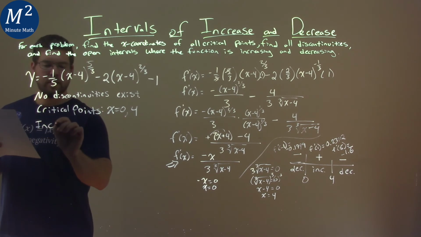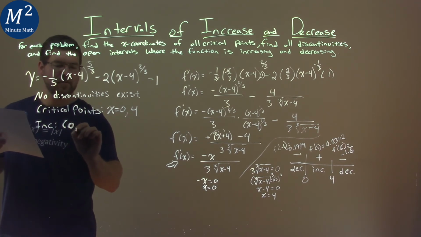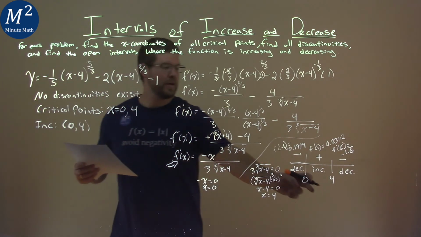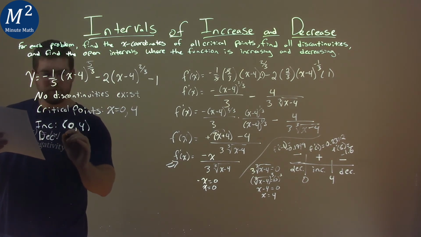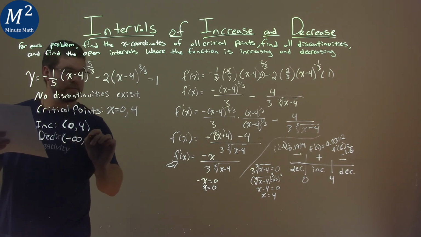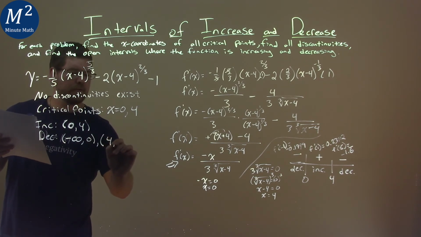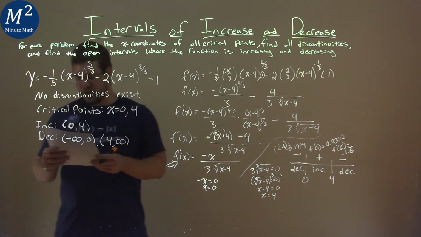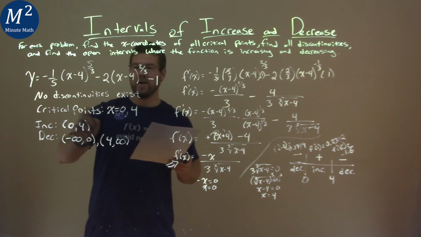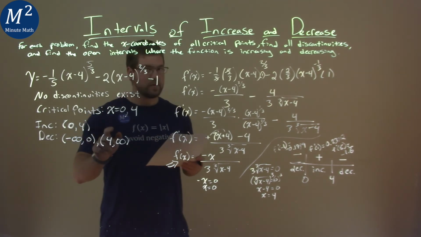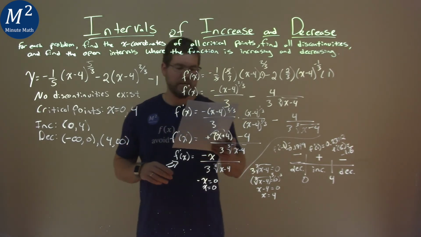We're increasing on our interval from 0 to 4, and we're decreasing in two parts. Decreasing from negative infinity to 0 and from 4 to positive infinity. And so again, our final answer here, we have no discontinuities exist. Our critical points are x equals 0 and 4. We're increasing from 0 to 4, and we're decreasing from negative infinity to 0, and from 4 to positive infinity.